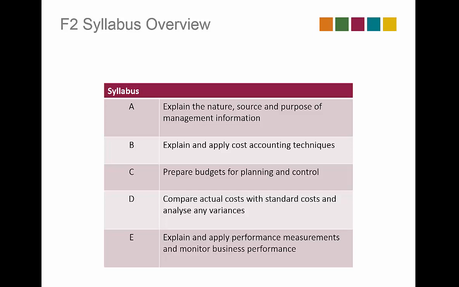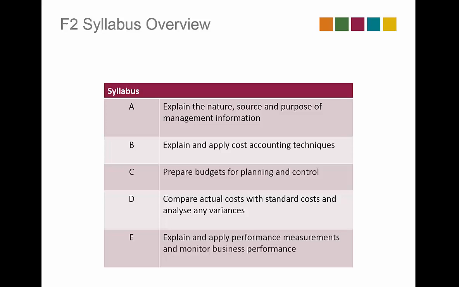As you can see, the syllabus is broken down into 5 key areas. Syllabus Area A will look at explaining the nature, source and purpose of management information. So in this area of the syllabus, we'll look at what management accounting is, why it's important and where the information comes from. We'll then move on to Syllabus Area B, where you will have to explain and apply cost accounting techniques. And in this area of the syllabus, we'll be looking at cost classification and behaviour. We'll start to use some of the cost accounting techniques such as absorption costing and marginal costing.